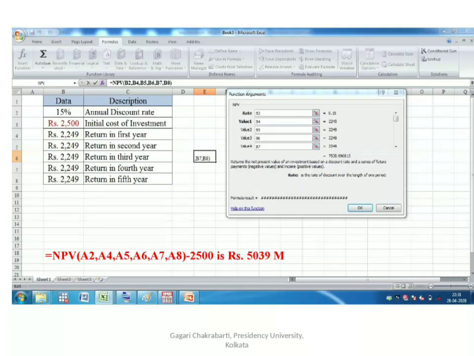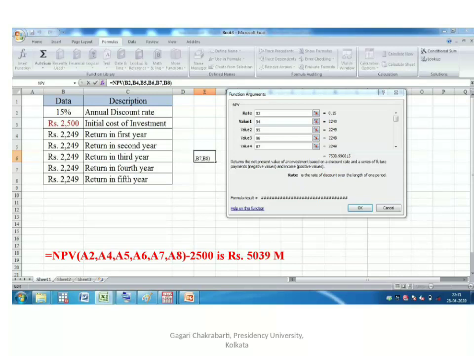The first cell is the rate, which is the annual discount rate, and then you have value 1, value 2, value 3, so that you will be entering the returns here. Do not enter the cost of investment in this particular cell. Now, as the red line suggests, you will be modifying your formula. So first calculate the NPV, then from that subtract your cost, and then you are getting the NPV at rupees 5039 million.